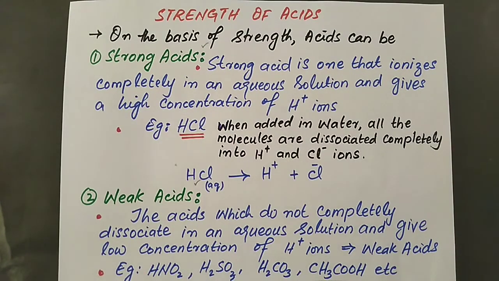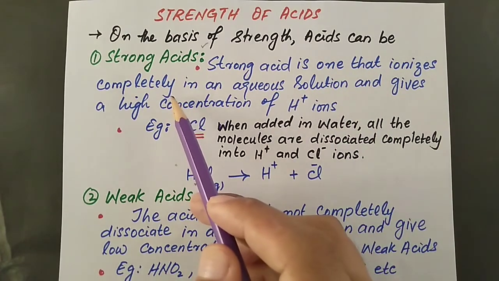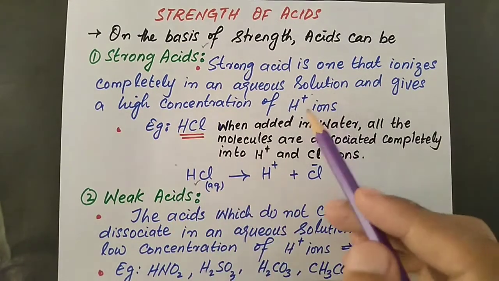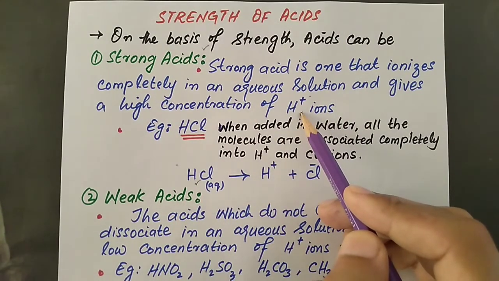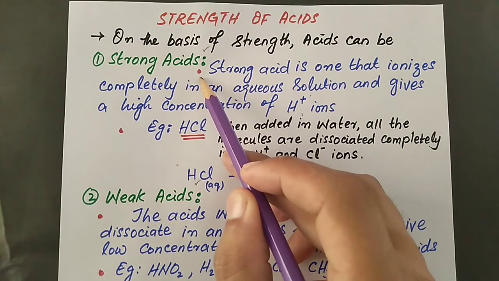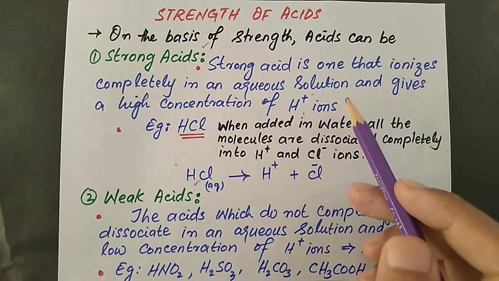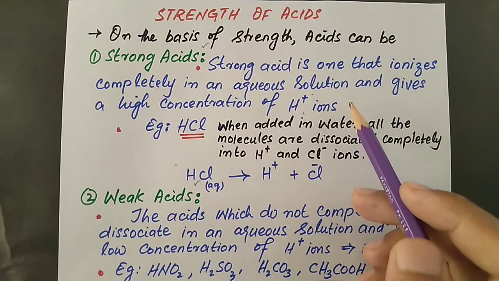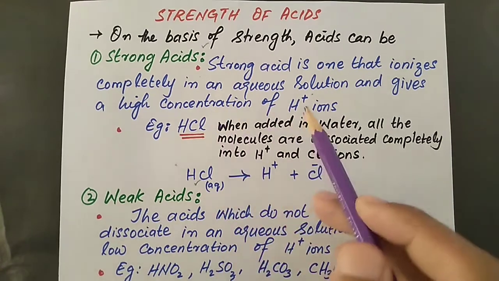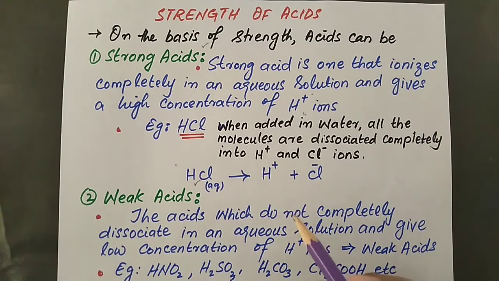What are strong acids? A strong acid is one that ionizes completely in aqueous solution and gives a high concentration of hydrogen ions. Means when we add these acids into the water, they completely dissociate into their respective ions and produce a high concentration of hydrogen ions in that solution. These acids are called strong acids.